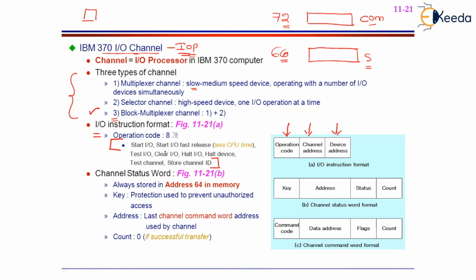What are these different opcodes? Let us understand. Start IO. When an IO processor receives an IO instruction in which the opcode is start IO, it means that the IO transfer must be started, followed by the channel address. What is the channel address? The channel address is a specific channel address that is connected to the regular processor.